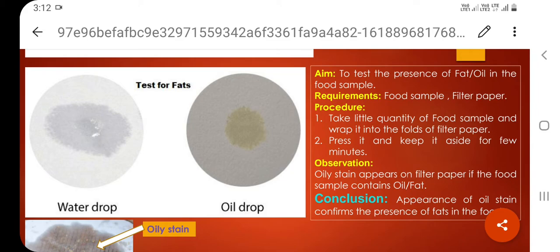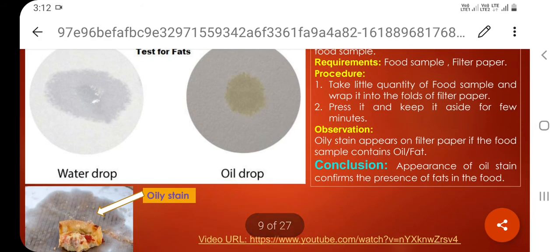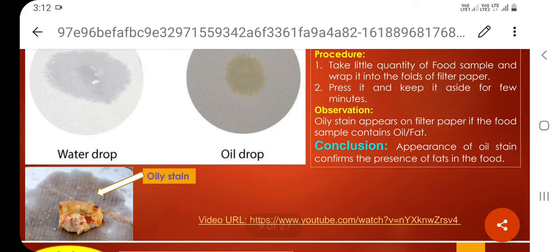Take a little quantity of food sample and wrap it into the folds of the filter paper. Press it and keep it aside for a few minutes. Observation: oily stains appear on the filter paper if the food sample contains oil and fat, like this. If you eat a burger given by anyone, you see some oily stains, right? That's fats.